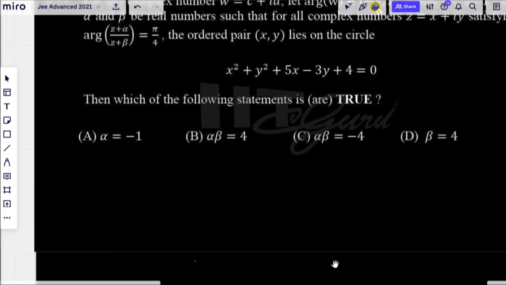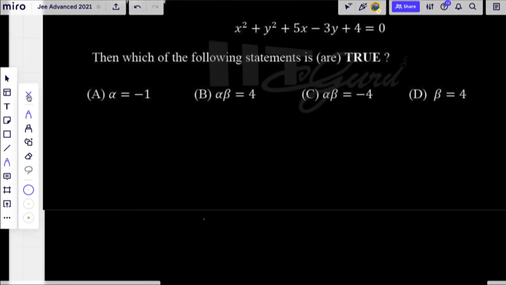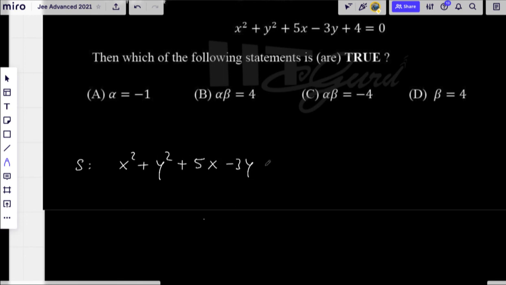As we see, the circle is here. Let me write this: circle. The equation of the circle given in the question is x square plus y square plus 5x minus 3y; I'm just copying the equation given there. If you compare with x square plus y square plus 2gx plus 2fy plus c equal to 0, g will be 5 by 2 and f will be minus 3 by 2. So the center is minus g comma minus f, that is minus 5 by 2 comma 3 by 2.